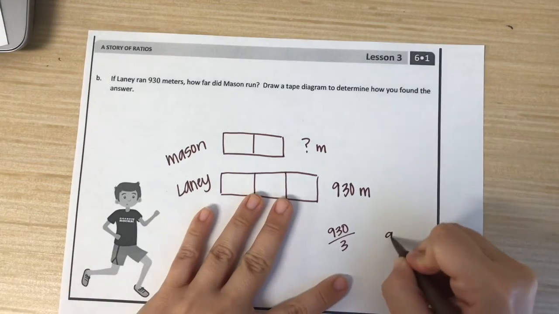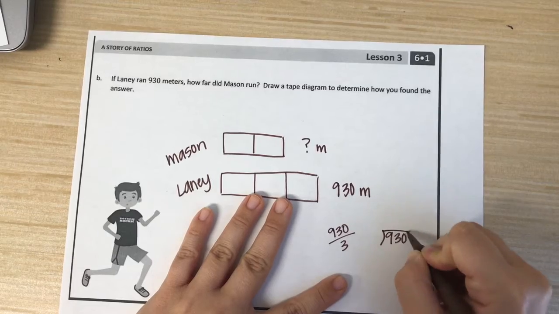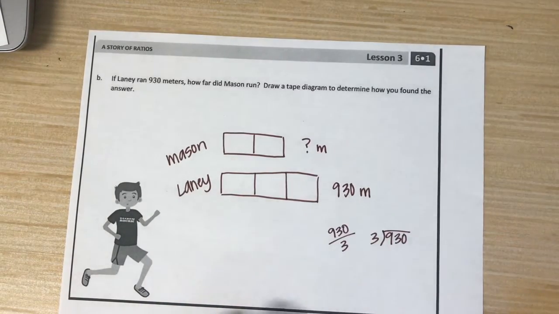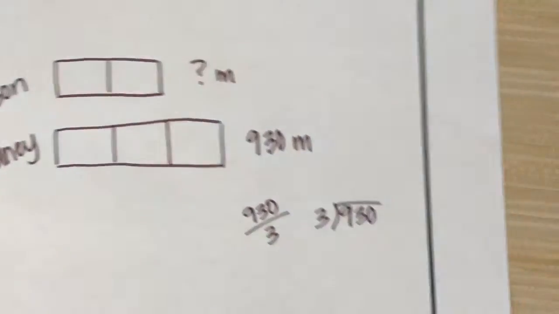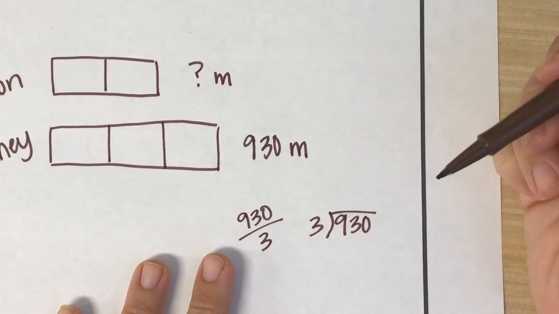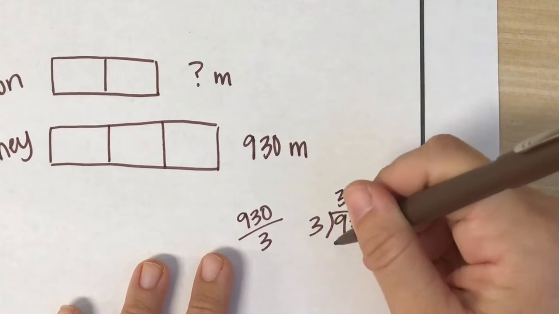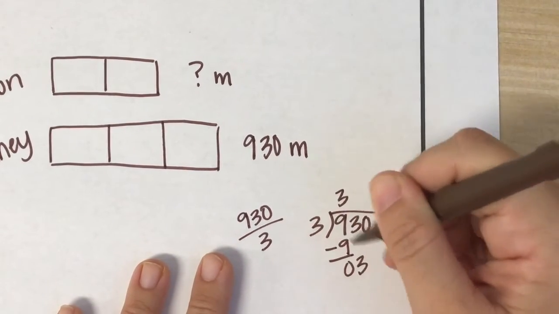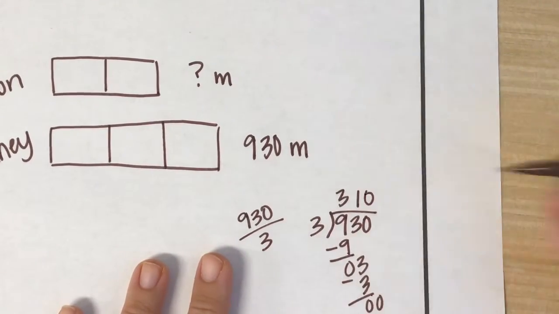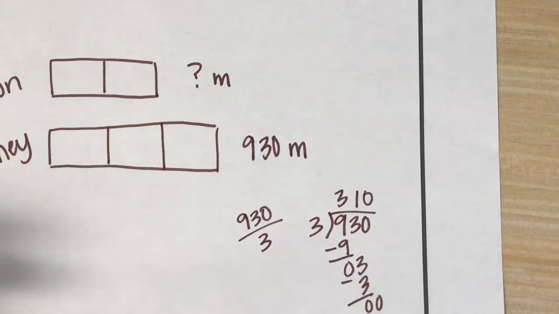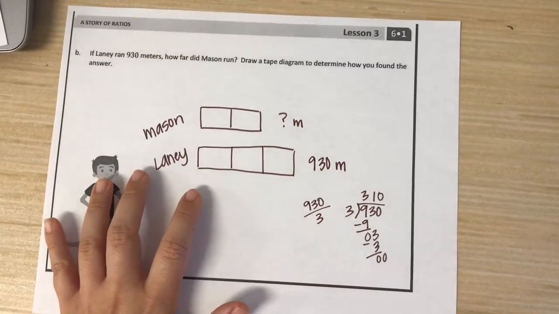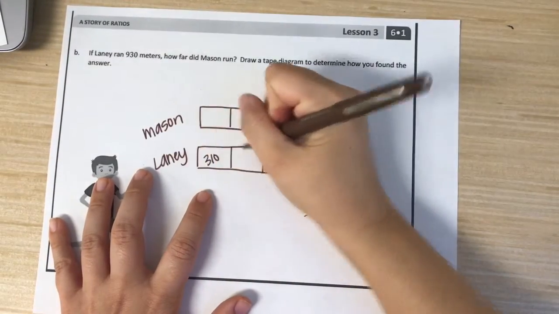Okay, another way to write this is like this. And this might be easier for a longer problem. Let me zoom in for a second here. So if I go ahead and do my division, 3 goes into 9 3 times. 3 goes into 3 1 time. Okay, so I get 310. So I know the value of each of these units here is 310.